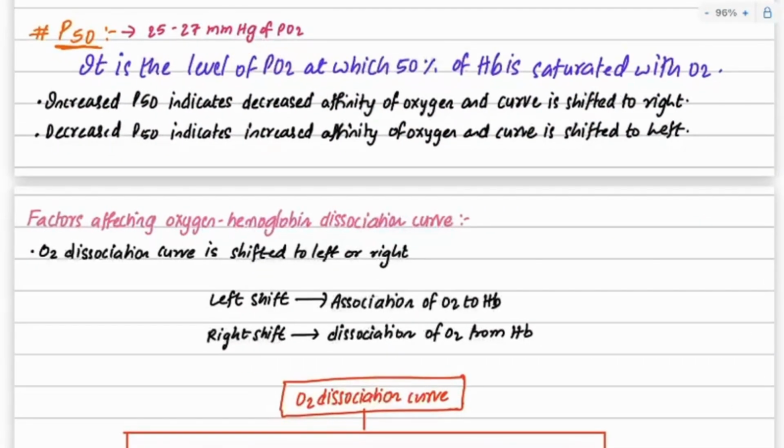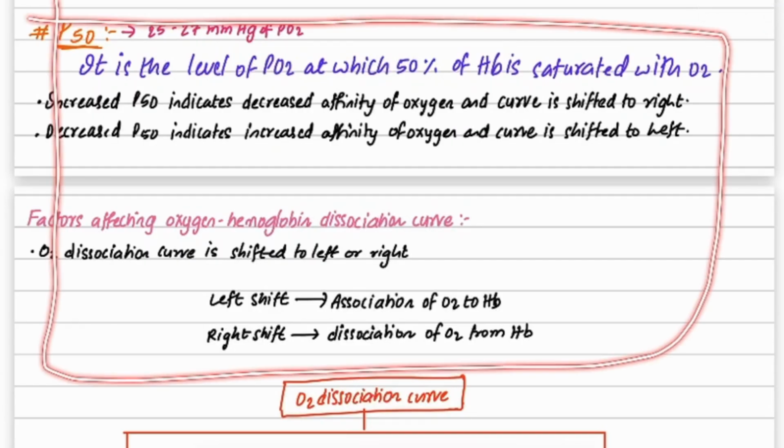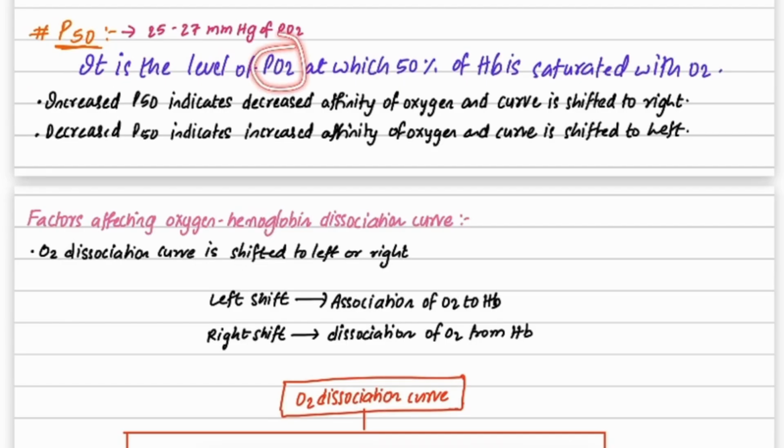Now a very important concept, the P50. What is this P50 exactly? It is the level of partial pressure of oxygen at which 50% of hemoglobin is saturated with oxygen. Just remember by heart this line. It is the level of partial pressure of oxygen at which 50% of hemoglobin is saturated with oxygen. Now very simple, just remember this.